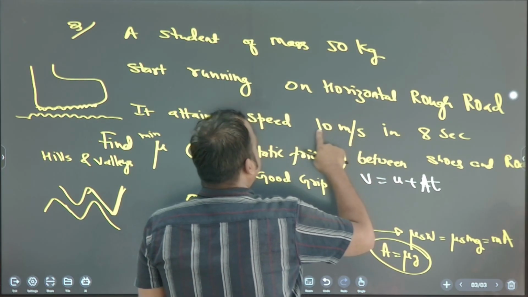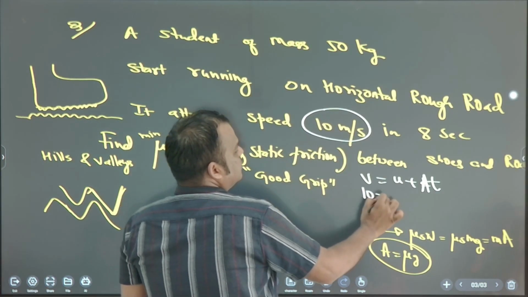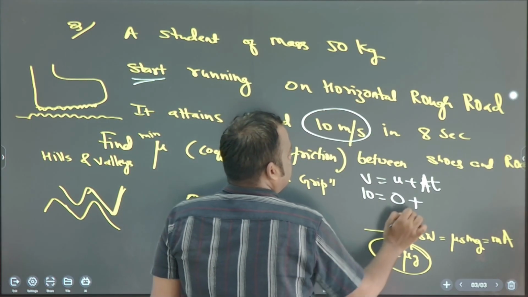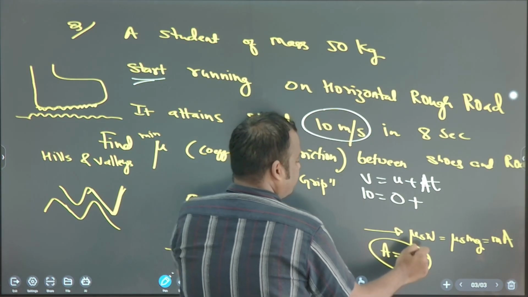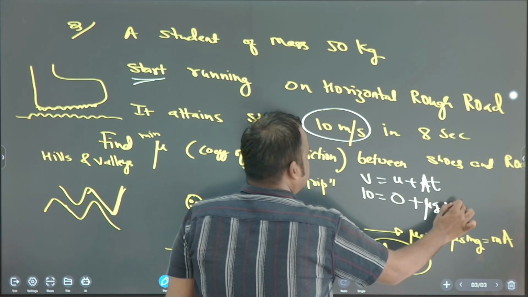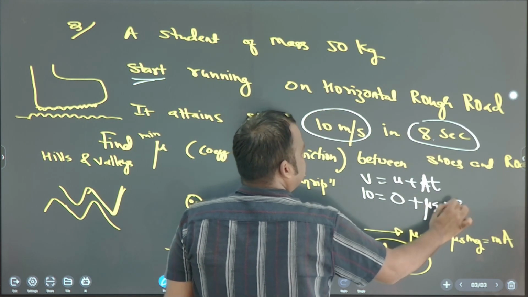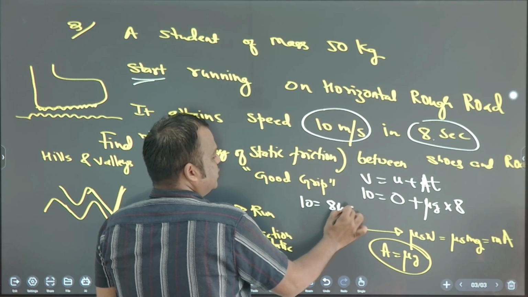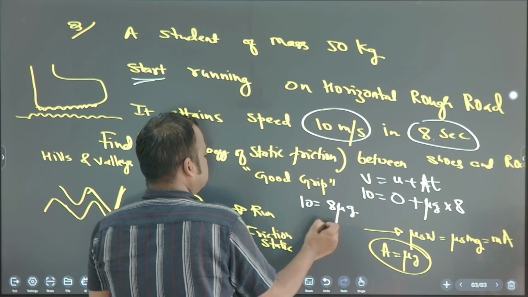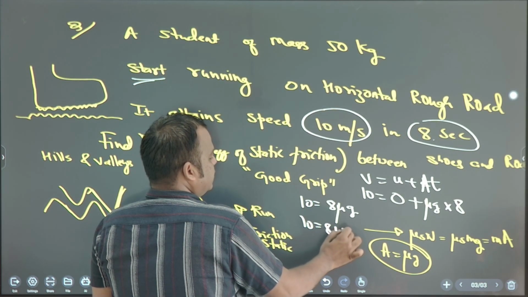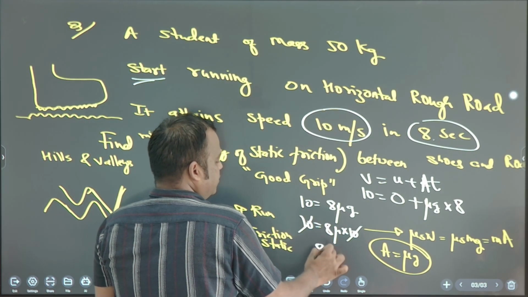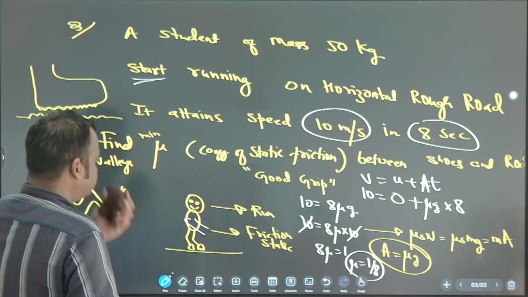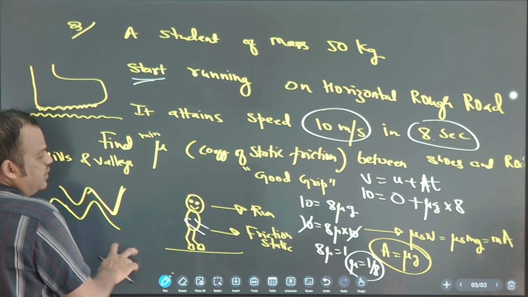So what speed are you acquiring? 10. What is the initial speed? 0. And what is the acceleration? Mu g. And what is the time? 8. Now calculate. So 10 is equal to 8 mu g. Okay, g is 10, so 10 is equal to 8 mu into 10. 10 cancels, so 8 mu is equal to 1. So mu is equal to 1 by 8. Okay, clear? Note down, mu is equal to 1 by 8.